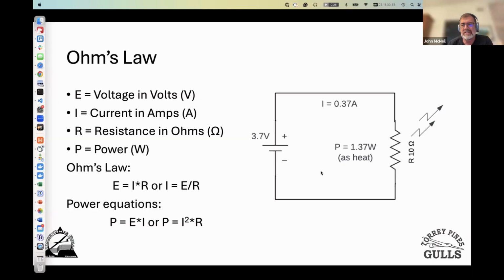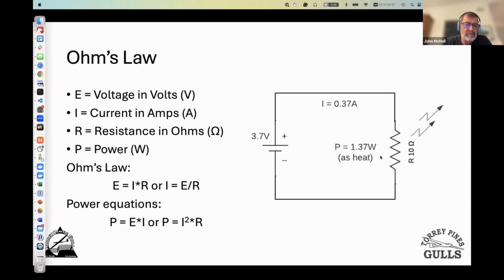So a simple circuit has a battery, single cell, 3.7 volts. You probably know why I picked that. If I had a 10 ohm resistor, the current following this equation would be 0.37 amps. And the power would be 1.37 watts, which has to go somewhere in this circuit. Assuming this is a perfect battery, which we'll get back to, that is heat in the resistor. So the resistor gets slightly hot with 1 watt of power.